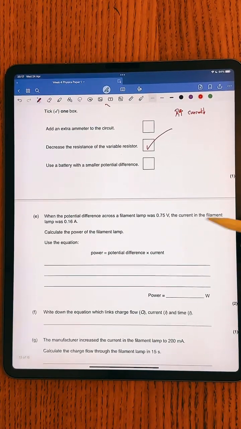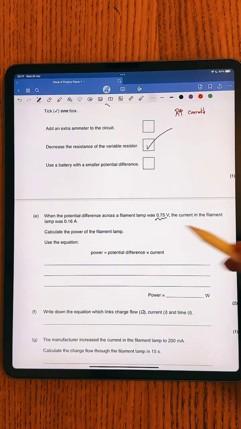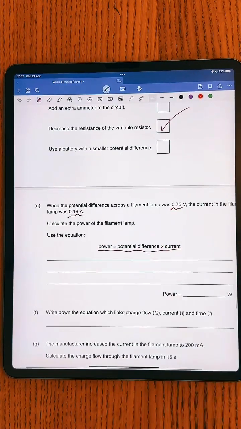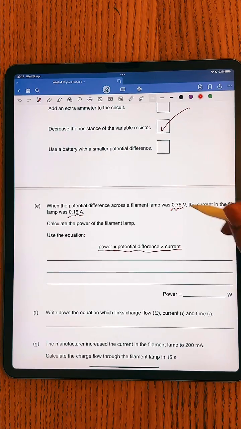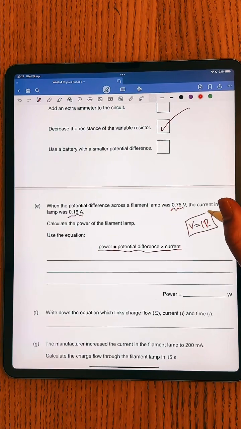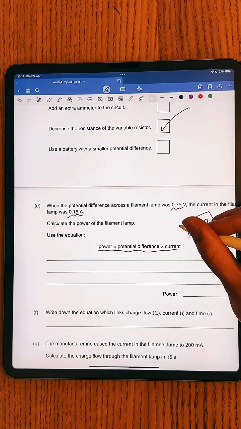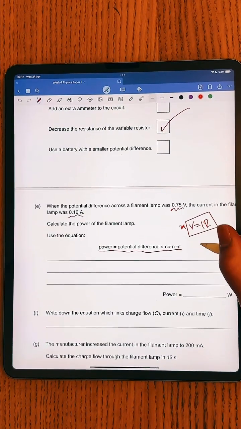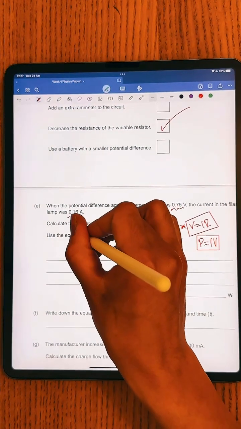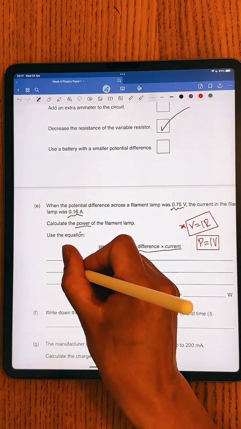When the potential difference across a filament lamp was 0.75 volts, the current in the filament lamp was 0.16 amps. Calculate the power. So we want the equation for power. Again, they've been nice and they've told you, but you'd probably just need to look it up in the equation sheet. People will get confused because there's other equations with V and I in them, with potential difference and current in them. Don't use this because it's not asking us for resistance. This is the equation you're supposed to use. This is the equation in the formula booklet that you should use because it's asking us for power. So just times the two numbers together.